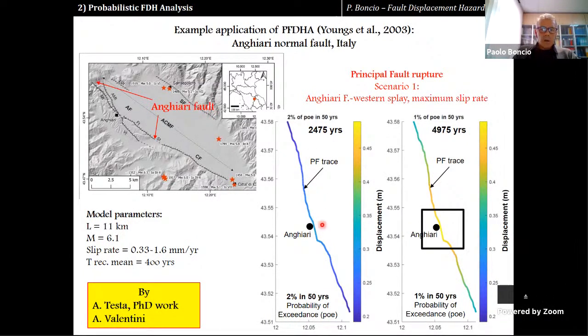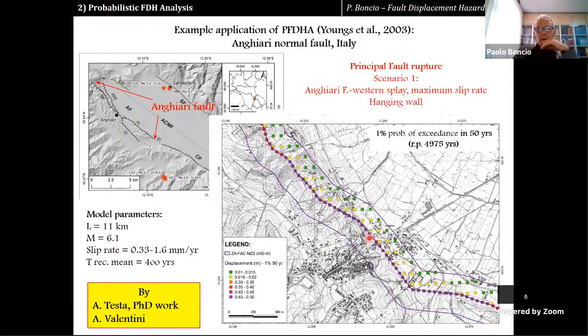Okay, different probabilities of displacement. I will show you a zoom of this area. This is the 1% probability of exceedance in 50 years of displacement. That means a return period of about 5,000 years. This is the fault trace, the principal fault trace.